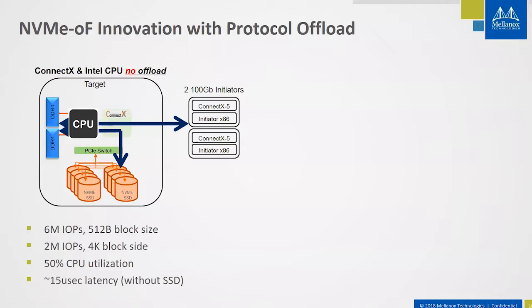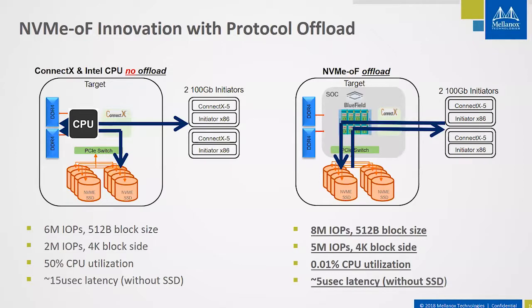So that looks pretty good, but if we go to the next build, we see that now with the offload, this is actually the same adapter, but embedded, the ConnectX-5 embedded inside the Bluefield, which also has a built-in PCI switch and some other goodies. So now we see that we're getting more IOPS, 8 million instead of 6 million. At 4K, we're getting 5 million instead of 2 million, so it's a big change at 4K. But the CPU utilization of the x86 went down to almost 0.